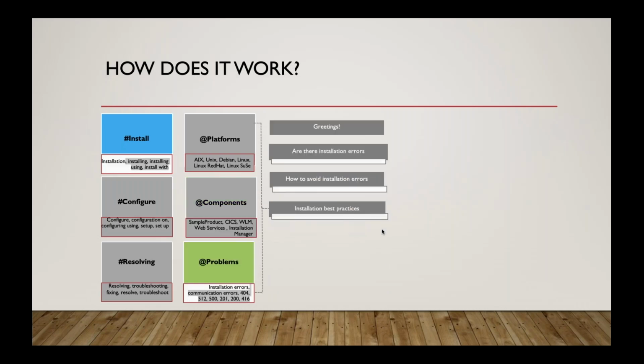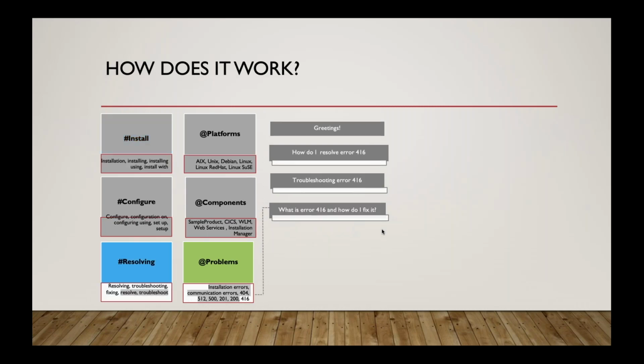And another example here, like how do I troubleshoot installation errors, or how do I avoid installation errors? Again, 2 of these nodes have been fired up, like installation errors and installation. So this is pretty much about how these nodes work by connecting with each other. Again, resolving problems or resolving one particular issue like error 416, right? Everything else has been grayed out.